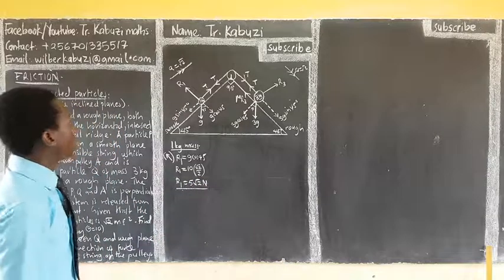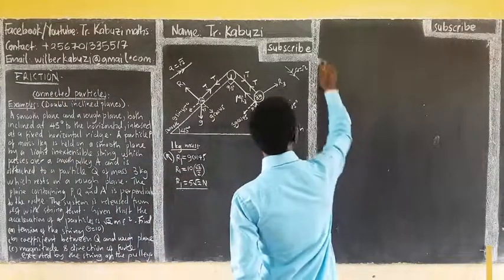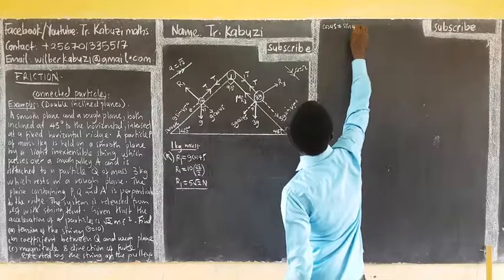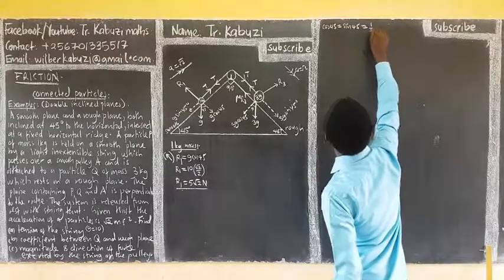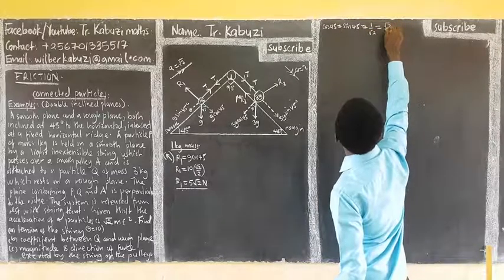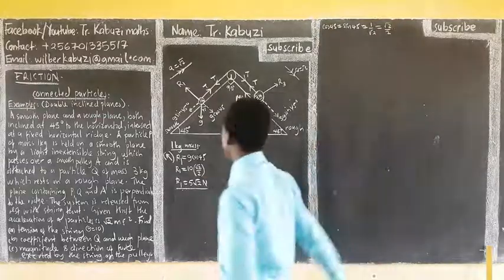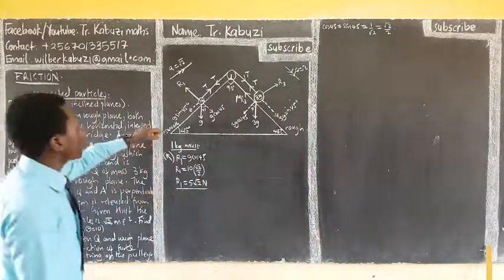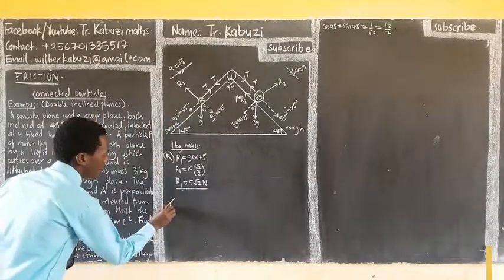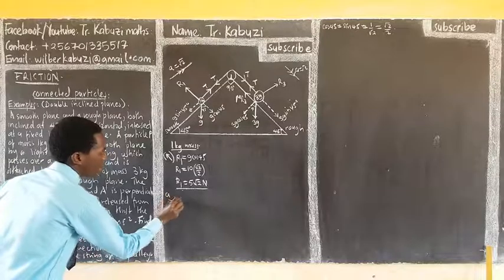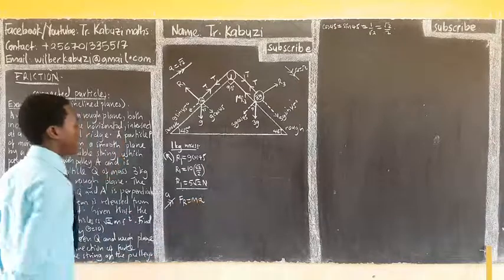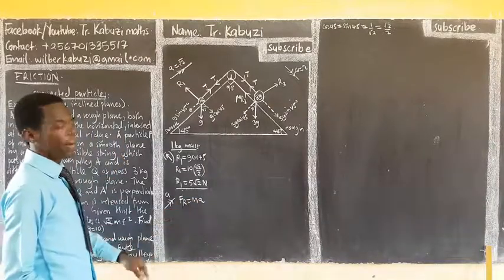Why? Because we know that cos 45 is the same as sin 45, equal to 1 over root 2. If you rationalize this, you get root 2 over 2, which is easy to work with. Okay, now this one, we have said our acceleration is in this direction. That's where our acceleration is. I know that always our resultant force will be equal to mass times acceleration.